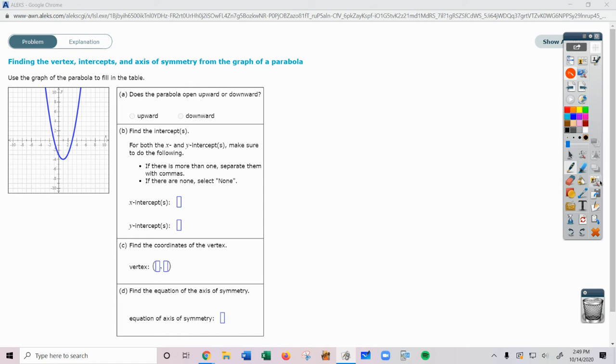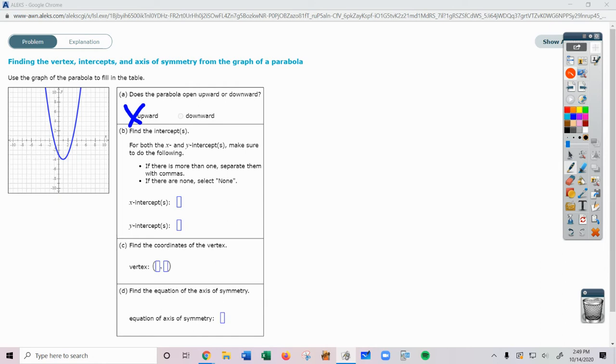So here's one type of example where we're just going to be identifying the different pieces of important information about a parabola. So first of all, when we look at this, does this parabola open up or down? And that's just a visual. We look at it, it looks like a U, so it is opening up, so we would select that.